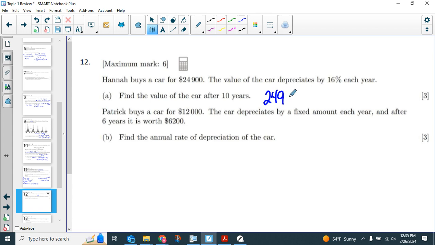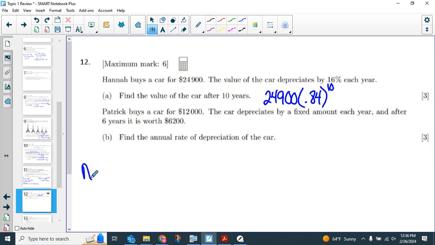It ends up being the exact same thing as, all right, so if we're losing 16% each year, how much of the value are we retaining? Are we keeping? Somebody said it. 84%. Yeah. So we're going to put 0.84 in here because that's how much we're keeping. All right. And how long are we doing it? 10. So that's to the 10th power.